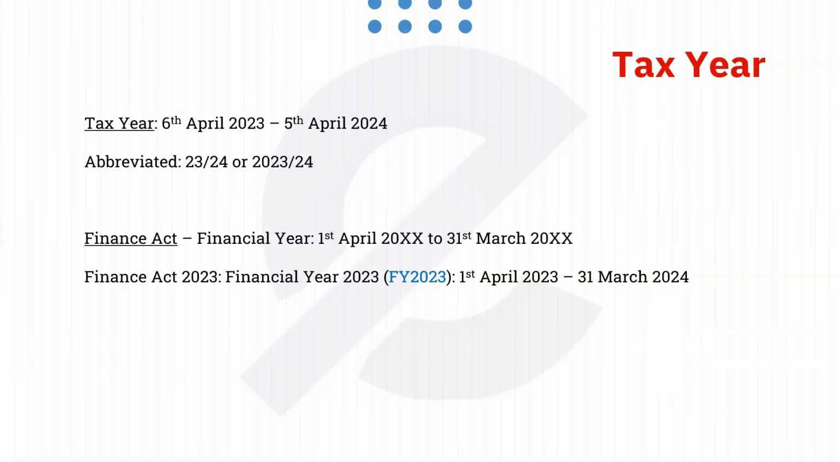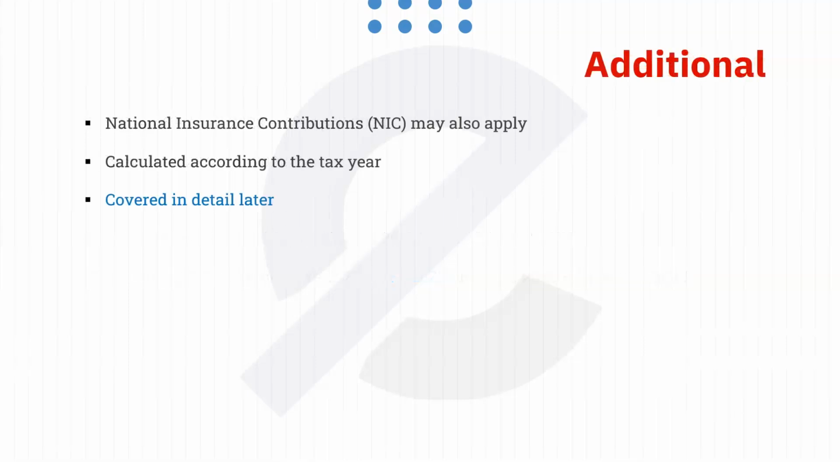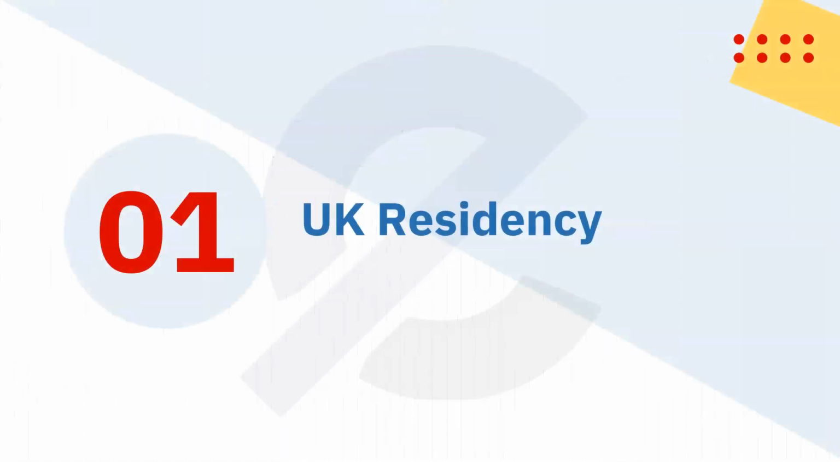While our current focus is to determine the income tax payable amount, there is one more amount that may be payable by individuals to tax authorities. This is known as National Insurance Contributions, or NIC. This amount is also calculated according to the tax year, but is subject to a different set of tax rules than income tax, and we will be covering this concept in detail at a later time. For now, let's have a look at what UK residency is.